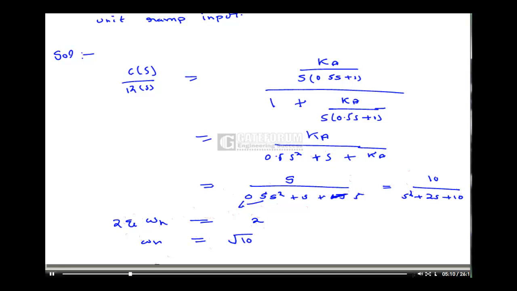I have got omega n equal to root 10 and 2 zeta omega n equal to 2. From this I can find my zeta is equal to 2 by 2 root 10, which is equal to 1 by root 10. This is the answer.